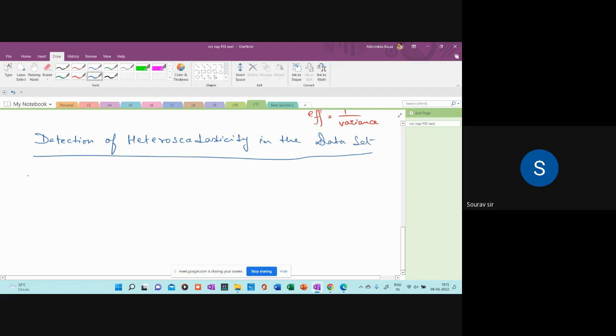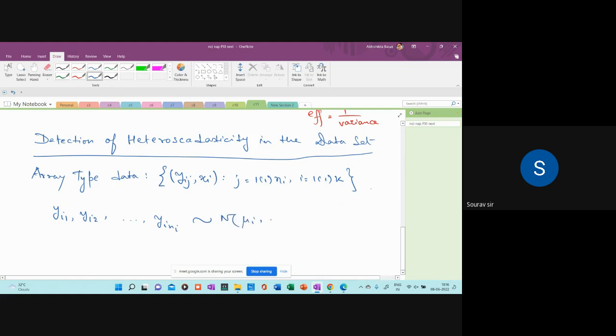So suppose let us consider array type data. Writing the data in a very short notation for convenience. This will be my data. So suppose these elements follow normal mu i sigma square independently for i running from 1 to k. Let us write IID. Okay, so this is the data set and I am assuming this as well.